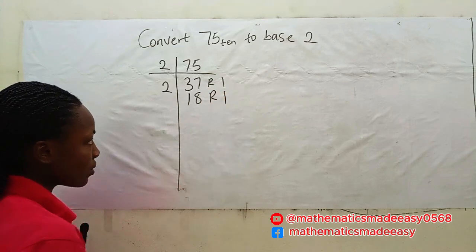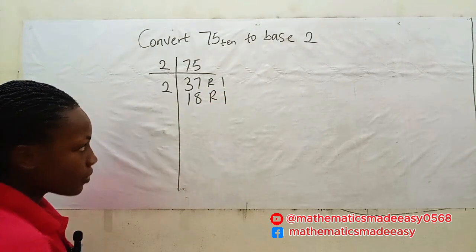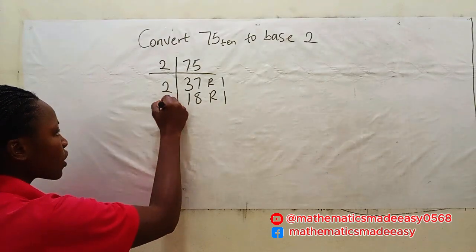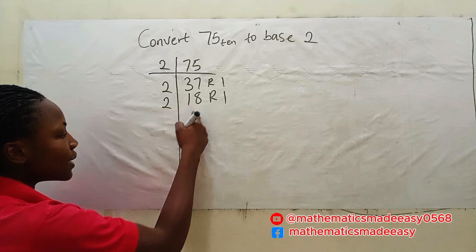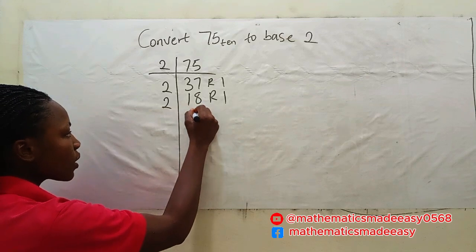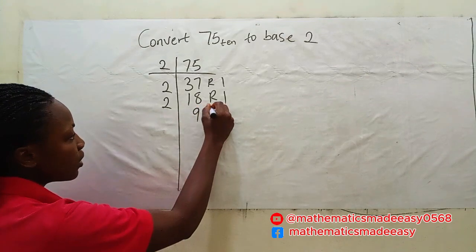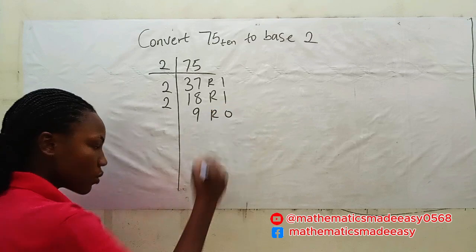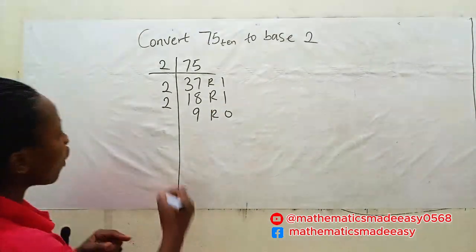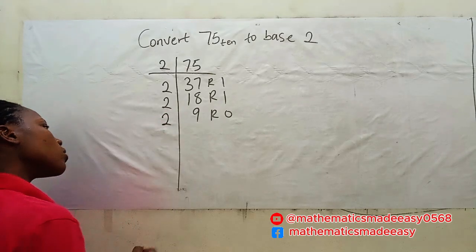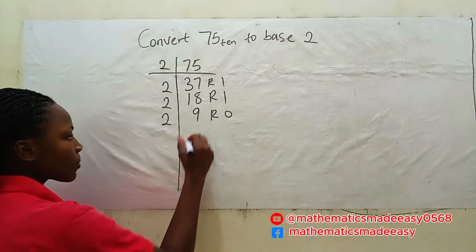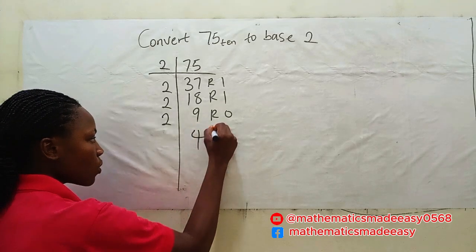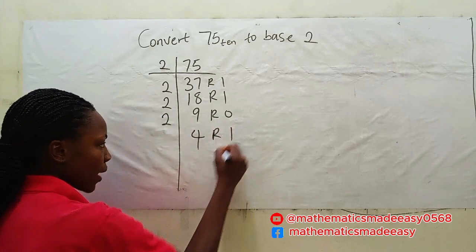Remainder 1. Then you divide again using 2. How many 2 can we find in 18? That is 9, remainder 0. Then we divide again using 2. How many 2 can we find in 9? That is 4, remainder 1.